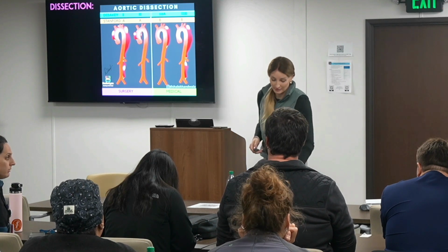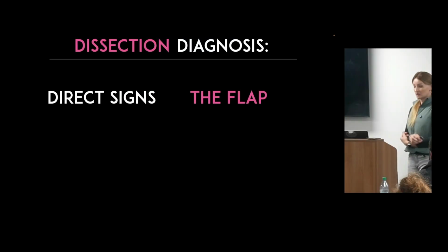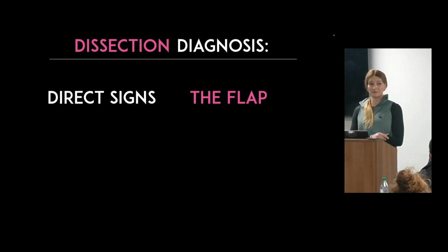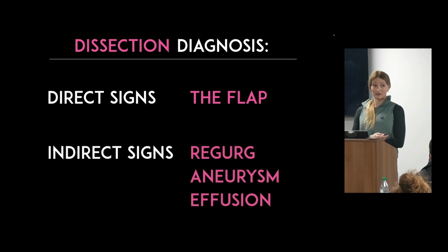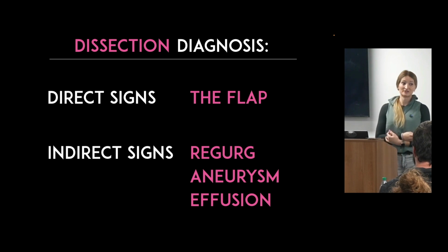All right. Sweet. Let's talk about the funner stuff, which is how to diagnose dissection. We have a direct sign, which is just identifying the dissection flap. But there are also indirect signs, right? We can look for aortic regurgitation, aortic aneurysms, and pericardial effusions, which, tamponade, is actually the leading cause of death in a dissection.